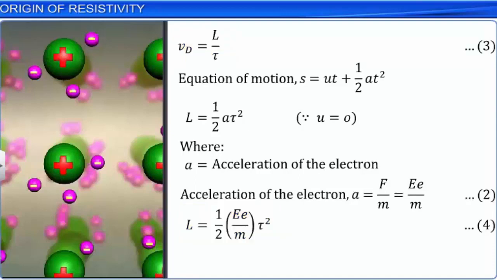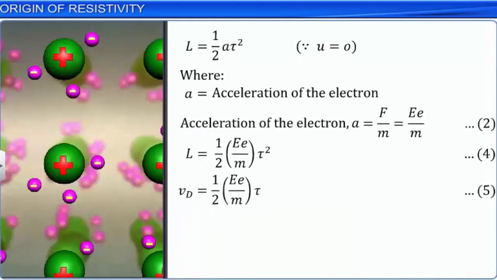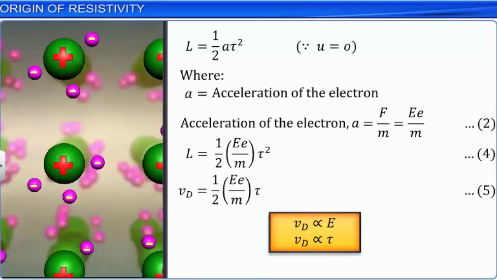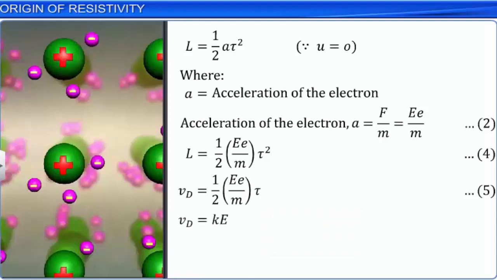From equation 5, it is clear that the drift velocity of the free electrons is proportional to the electric field strength E and the relaxation time tau. Equation 5 can be further simplified to get Vd is equal to k into E, where k is a constant equal to e tau by 2m. Let this be equation 6. The constant k depends on the material of the conductor and its temperature.